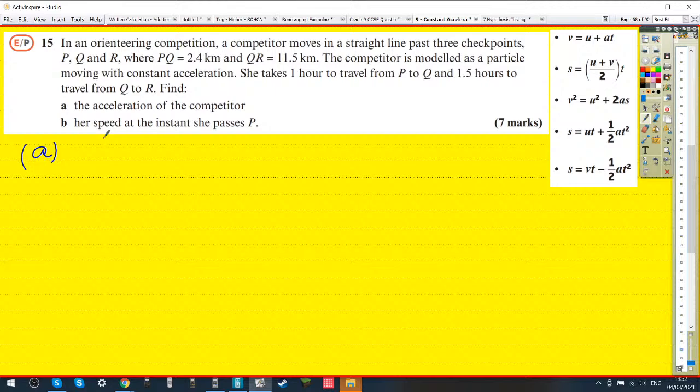I don't see. Initial velocity would be 0. Is it a straight line? I don't think so. Oh, it might be, but they don't say that it is. Yeah, it doesn't say she started from rest. And so, what are the values for P to Q?